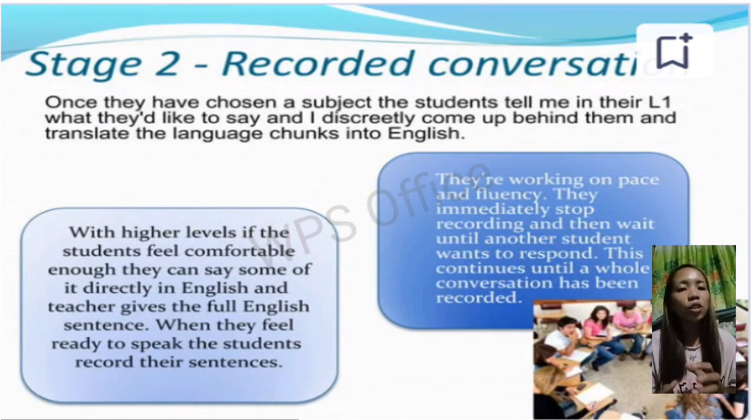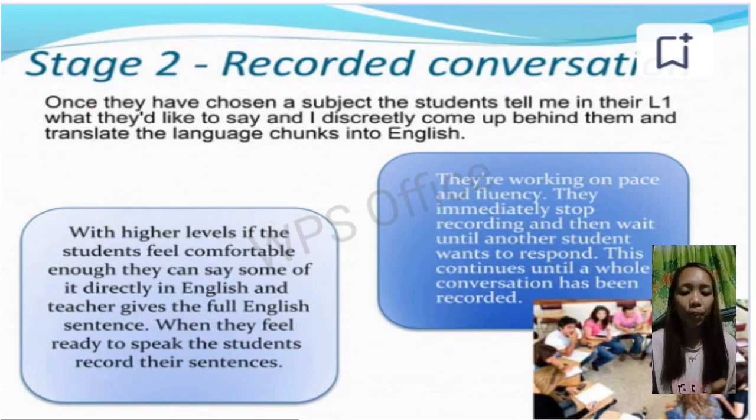So here comes the teacher. Us as educators, we are going to translate those chosen subjects or those ideas. With higher levels, if the students feel comfortable enough, they can say some of it directly in English. If some students are comfortable enough to speak in English, they can also. And the teacher gives the full English sentence.